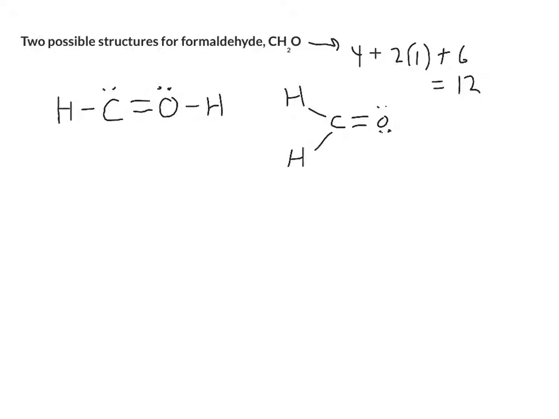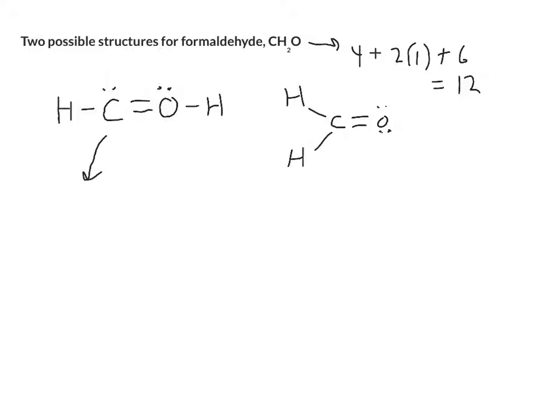So 2, 2. Hydrogen can only form 1 bond. So this structure obeys the octet rule and the duet rule. So duet is fine for each of these hydrogens. This carbon, 2, 4, 6, 8, octet. Octet. So everything has an octet. So to break the tie, or figure out which structure is better, we use formal charge. They were introduced earlier.